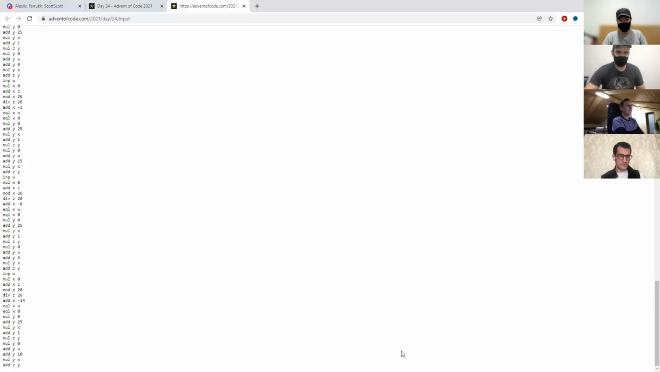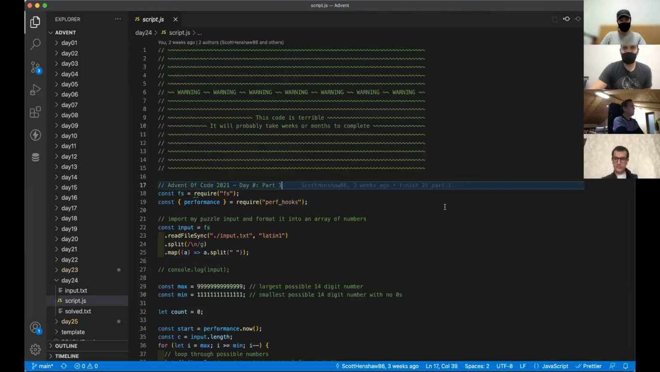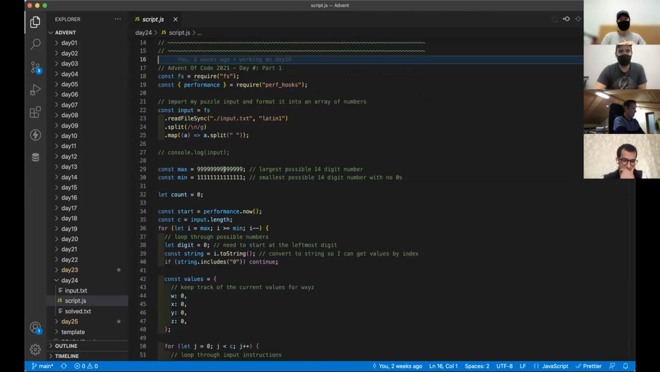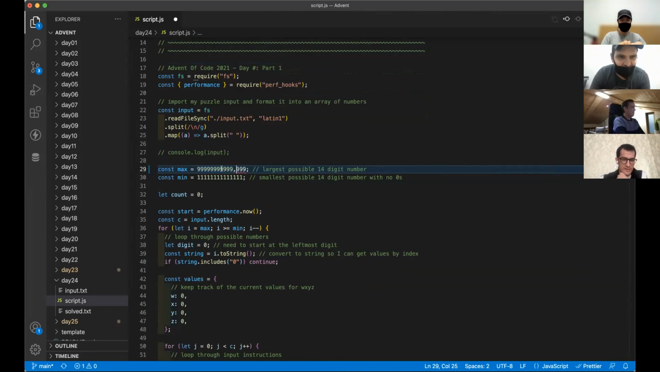All right, well, I'll show you my code first, if you're interested. I put a giant warning at the top to remind myself not to even bother running this code because it's terrible. It does run, but it doesn't stop. It just keeps running, and it will probably run for months before it would actually find an answer. The reason for that is because I'm checking pretty much every possible number. Let me add in some comments just so I can even read this.